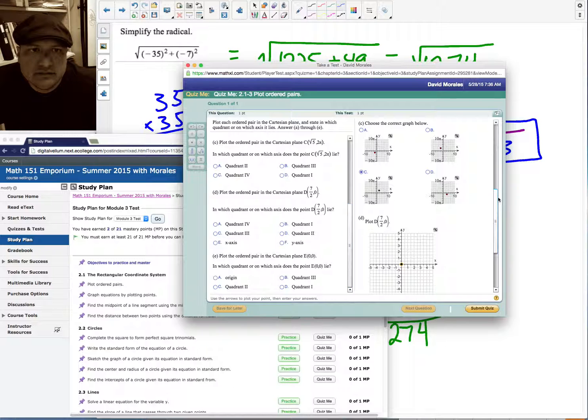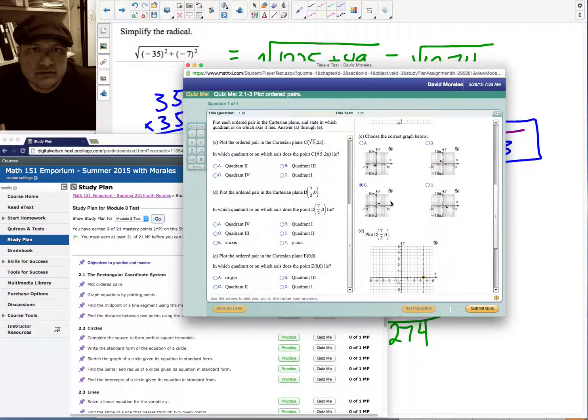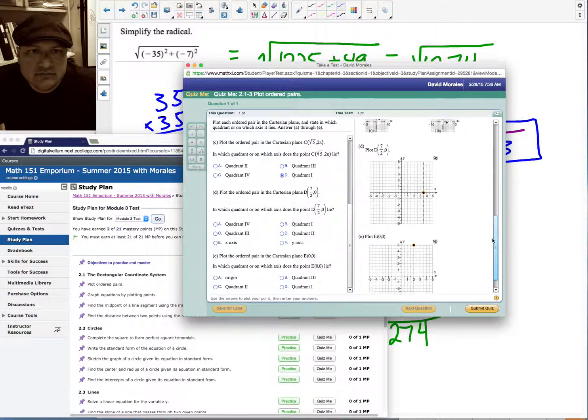Plot the (7/2, 0). 7 halves is 3.5. 0 means we stay there. This is the x-axis, this is the y-axis. So back to, I forgot to do this one. This is quadrant 1. And this one is on the x-axis.